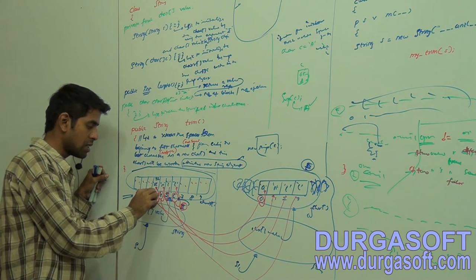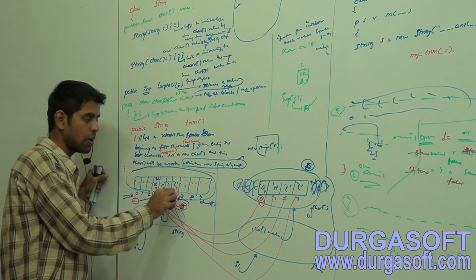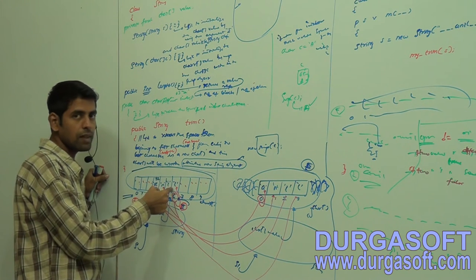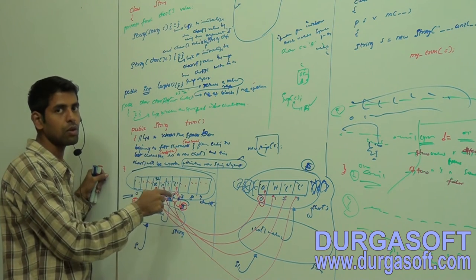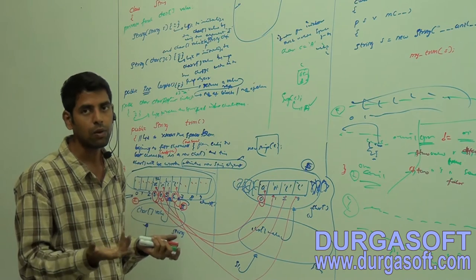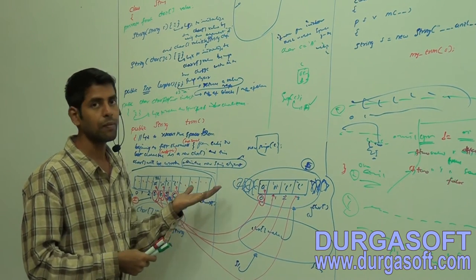This is what? First non-space character. This L is what? Non-space character only, right? This is not space, right? Non-space character. I want to get that one. Simple thing. I don't know the number of iterations in advance.